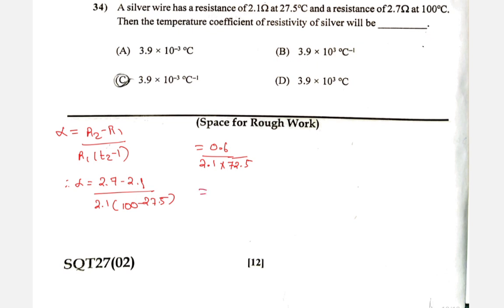So the answer is 0.00394, which is almost equal to 3.94 into 10 to the power minus 3 per degree Celsius. So the answer is C.